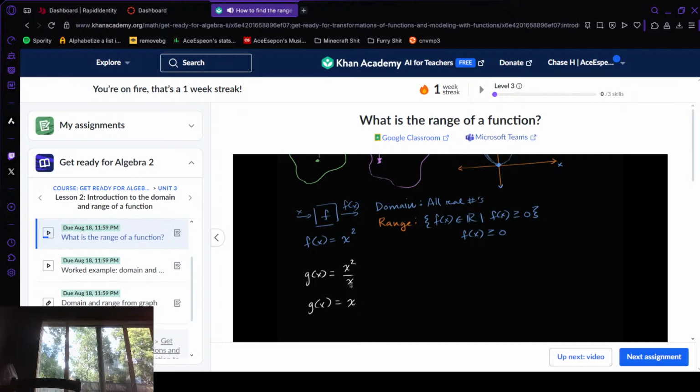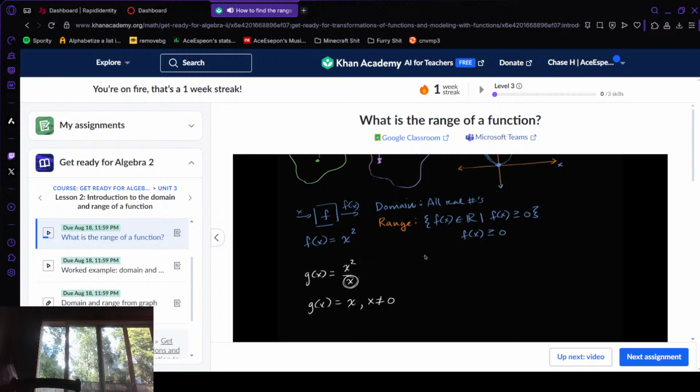x squared over x is x, but we have to be careful, because in our domain, x cannot be equal to 0. If x is equal to 0, we get 0 over 0, an indeterminate form. So in order for this function to be the exact same function, we have to put that, because it's not obvious now from the definition, we have to say x cannot be equal to 0. So g of x is equal to x for any x as long as x is not equal to 0. Now these two function definitions are equivalent.